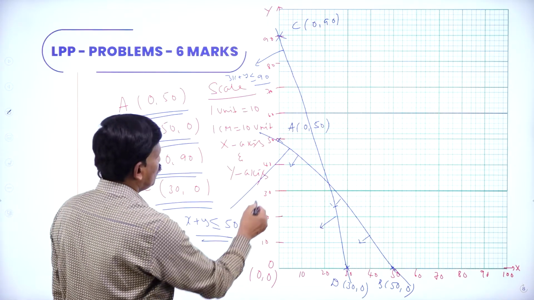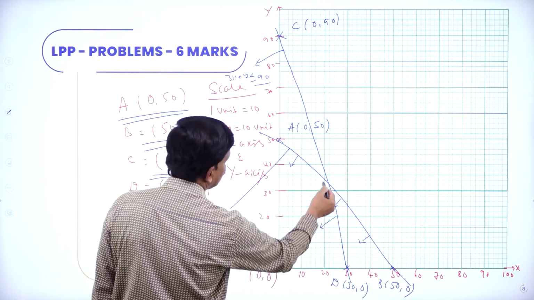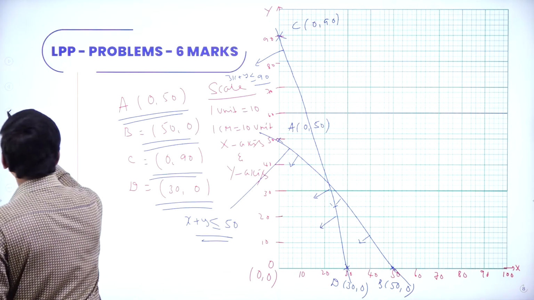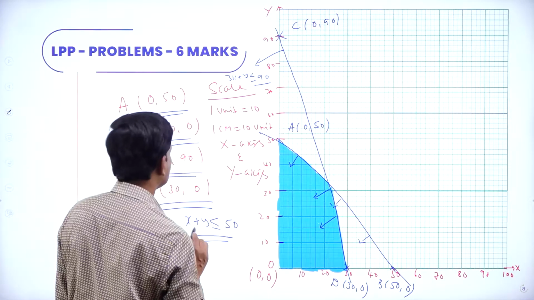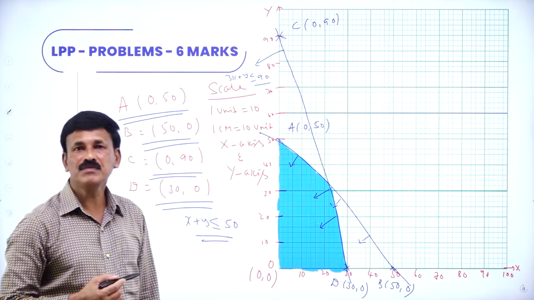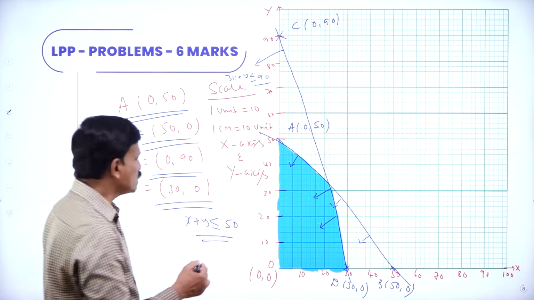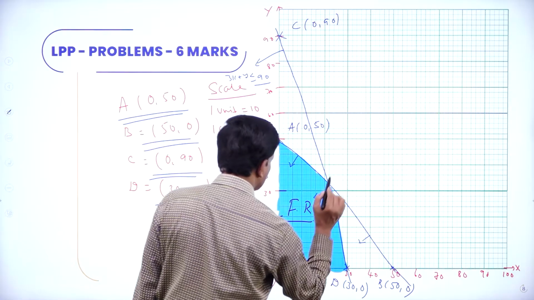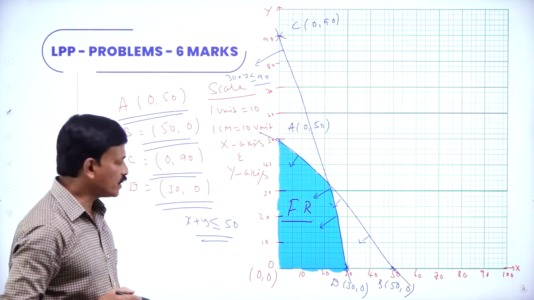So this is the feasible region. For this also, this is the feasible region. Therefore, I can shade this. Now, actually, this is the feasible region. So this is called the feasible region. Now, what are the corner points?